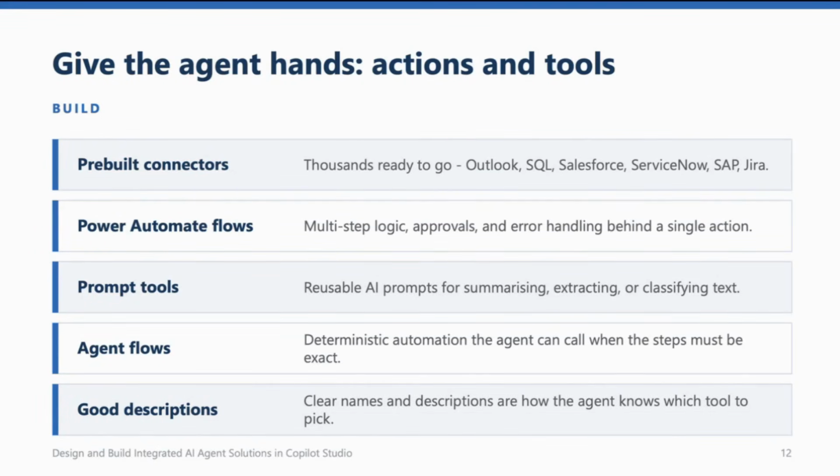You have pre-built connectors for common systems. You have Power Automate flows when you need multi-step logic, for example, any approval flow, or any prompt tool, where you want to summarize long emails and so on, right? So you can use Power Automate, and if you want to run any dynamic prompt, you can use the prompt tool. Here you have agent flow too, right? When the steps must be exactly the same every time, you can use agent flow, right?